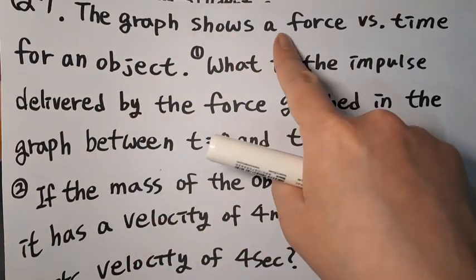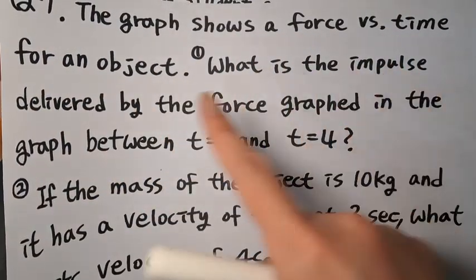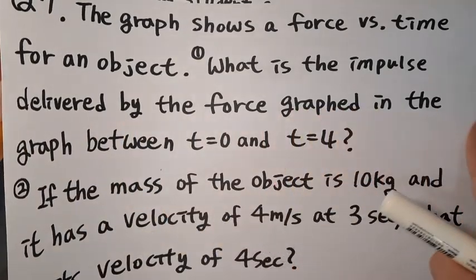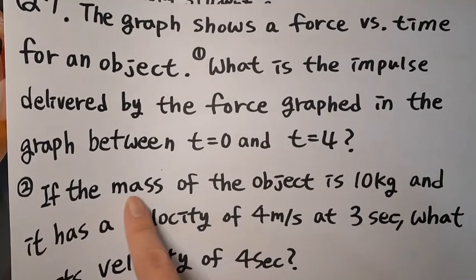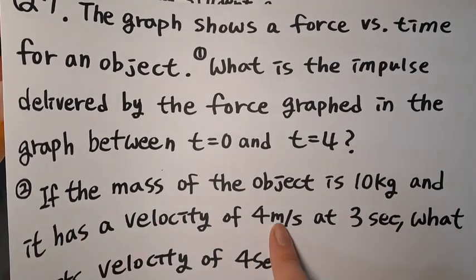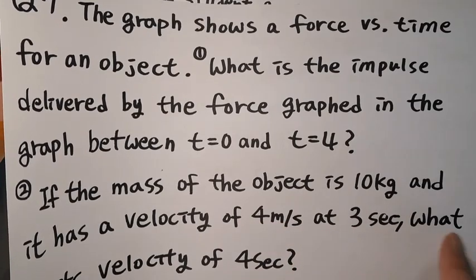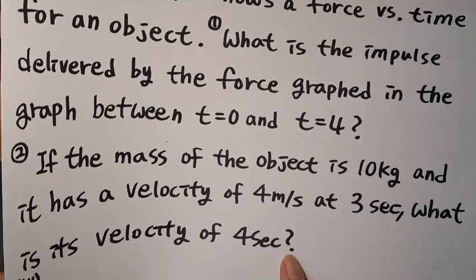The graph shows the force versus time for an object. What's the impulse delivered by the force in the graph between t0 and t4? If the mass of the object is 10 kg and it has a velocity of 4 meters per second at 3 seconds, what's its velocity at 4 seconds?